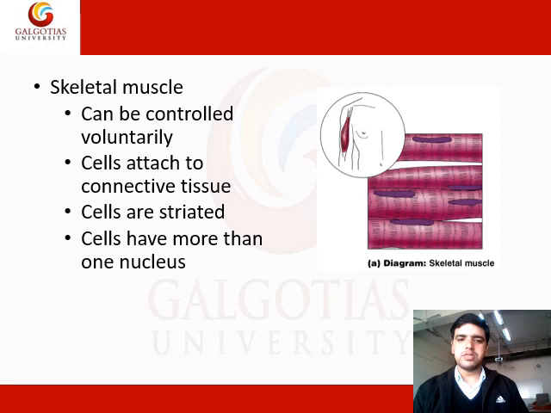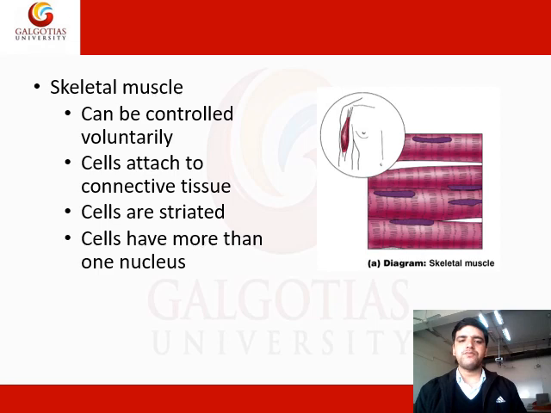Basically, the muscles forming the skeletal muscles can be controlled voluntarily. So, it will be under our own control. Whenever movement is required, or when the brain is sending the signal, then only the movement is possible. The cells attach to the connective tissues so that the muscles can be attached to the bones or the underlying organs, so that particular movement can be possible within those structures.